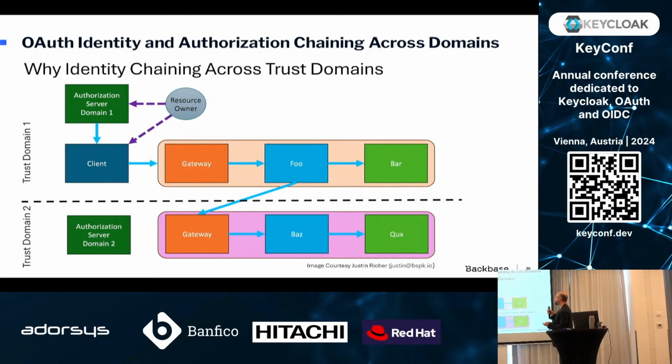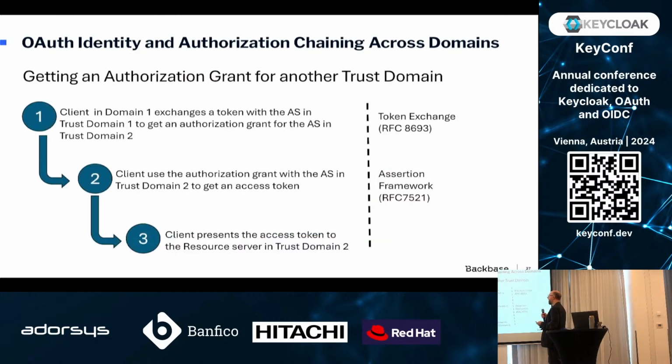So let's imagine we have two domains, each secured by its own authorization server. And one of the services or workloads, during the invocation, needs to call a gateway or a service from another trust domain. So this workload needs to identify itself to trust domain 2, preferably reusing the authentication information that it already obtained from the authorization server of domain 1. So how do we do that?